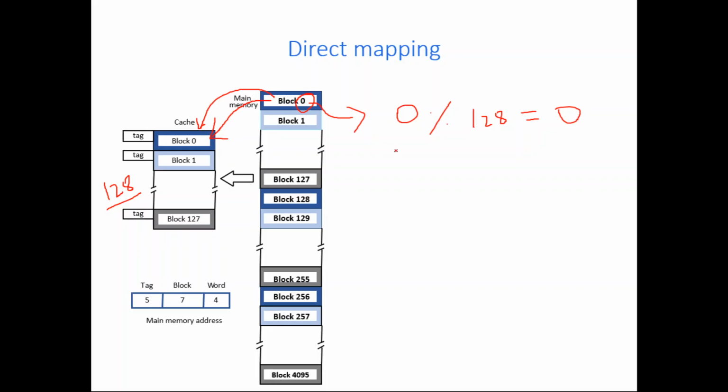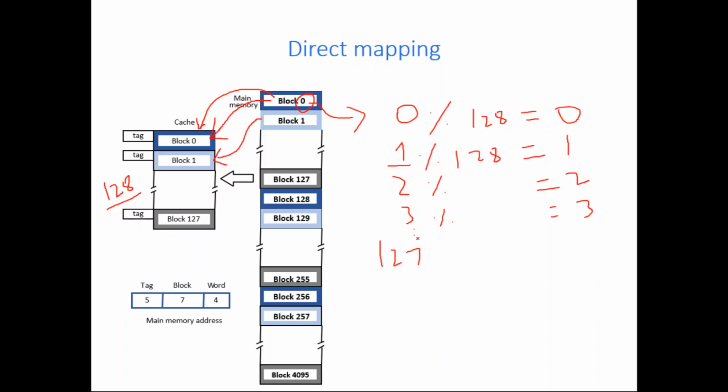Similarly, if you want to move block 1, then again you perform 1 modulo 128, which is nothing but 1. That is block 1 of the main memory. If it is to be moved to the cache memory, it will be moved only to block 1. So on and so forth. This will continue up to block 127. Block 2 of main memory will go only to block 2 of cache memory. Block 3 of main memory will go only to block 3 of cache memory, and so on.